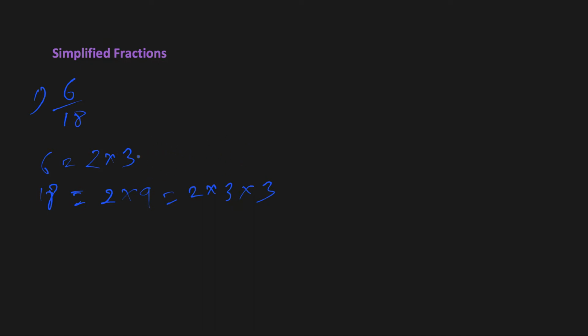And we can see, let me write it down again, 2 times 3. So we can see that 2 is common, and we can see that 3 is common. So it's 2 and then 3, which is 6. So 6 is the GCD or GCF of 6 and 18.